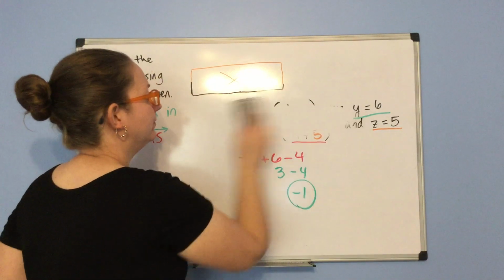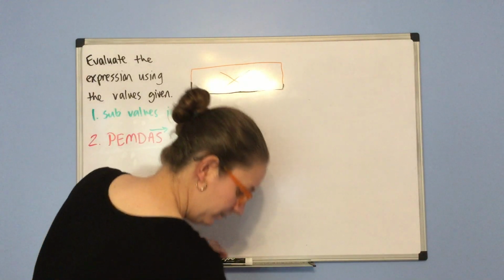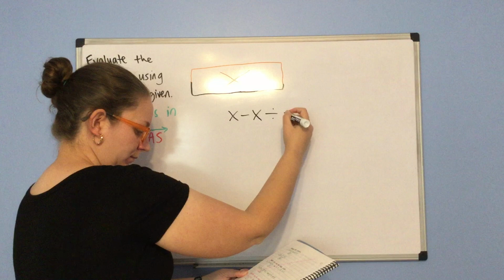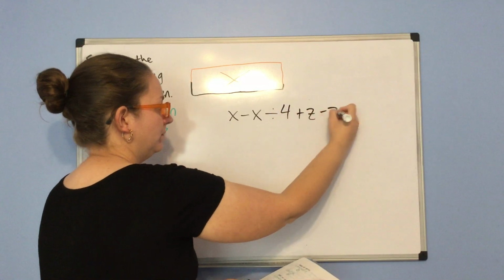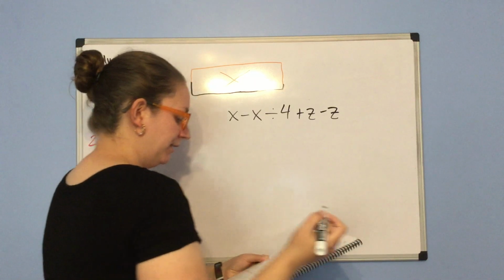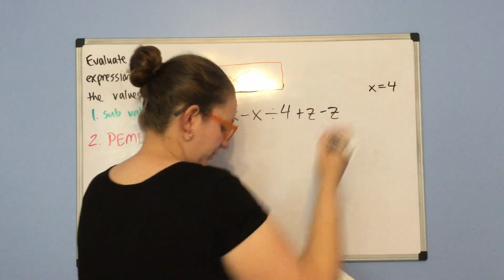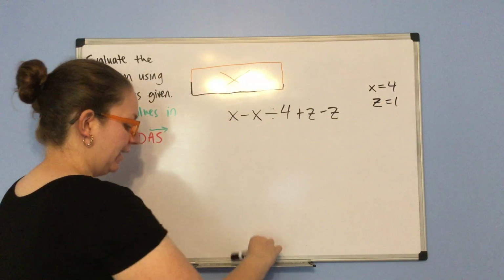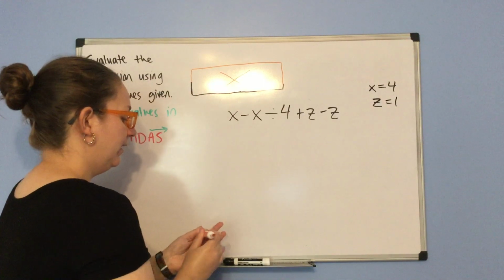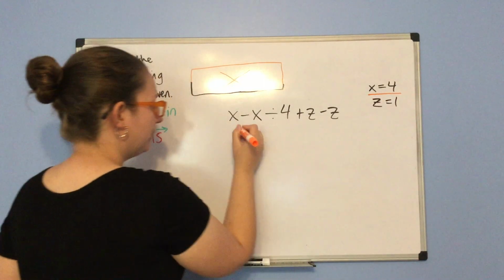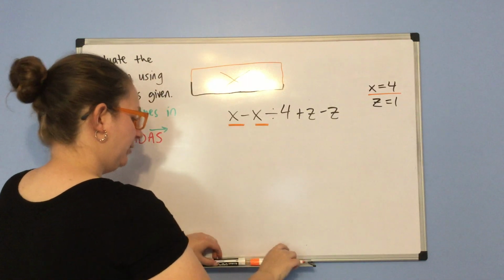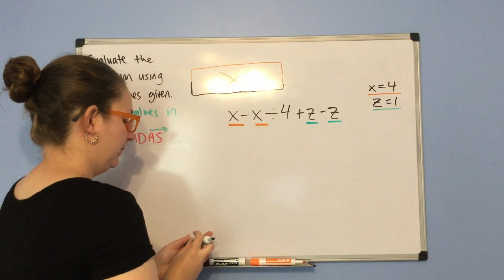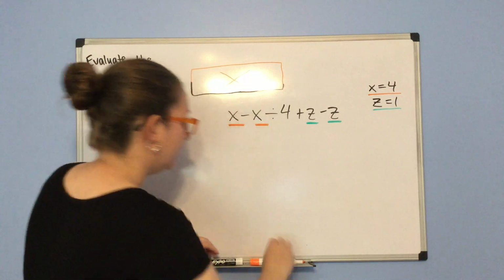Let's try some more. There's my new expression. They're telling us this time they want us to use x equals 4 and z equals 1. So we are going to tackle this exactly the same way that we did the last problem. Anytime we see an x, we're going to turn that into a 4. Anytime we see a z, we're going to turn that into a 1. Anything that's not an x or a z is going to stay what it was.